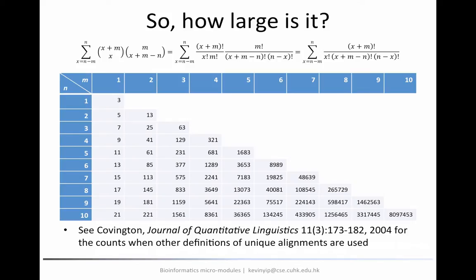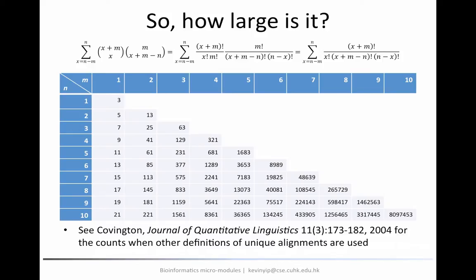So in practice, how large is this number? Here we show a table considering the number of possible alignments for the two sequences having lengths from 1 to 10. You can see that when the two sequences both have length 10, the number of possible alignments is around 8 million. And this number actually increases very rapidly. So for any practical analysis with sequences longer than, for example, 20 or 30, it would be impossible to enumerate every one of them in order to find out the best alignment, even for a fast computer.